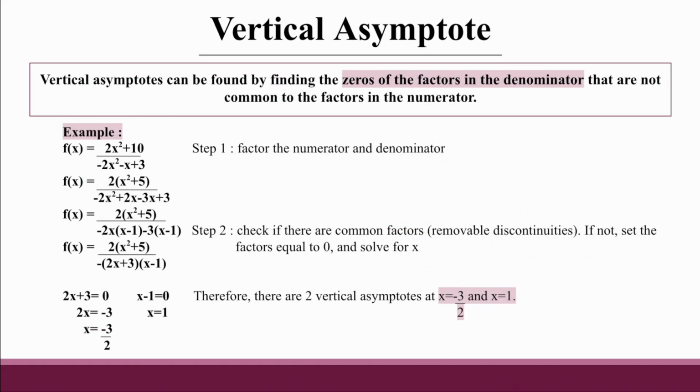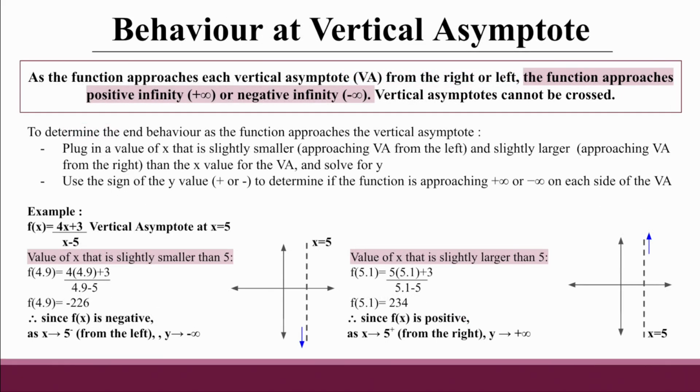Now let's talk about vertical asymptotes. If you pause the video and look at the example provided, you can see that these asymptotes can simply be found by finding the zeros of the factors in the denominator that are not common to the factors in the numerator. With regards to the graph behavior, as the function approaches the vertical asymptote from the right or the left, the function can approach positive or negative infinity. And unlike horizontal asymptotes, vertical asymptotes cannot be crossed.